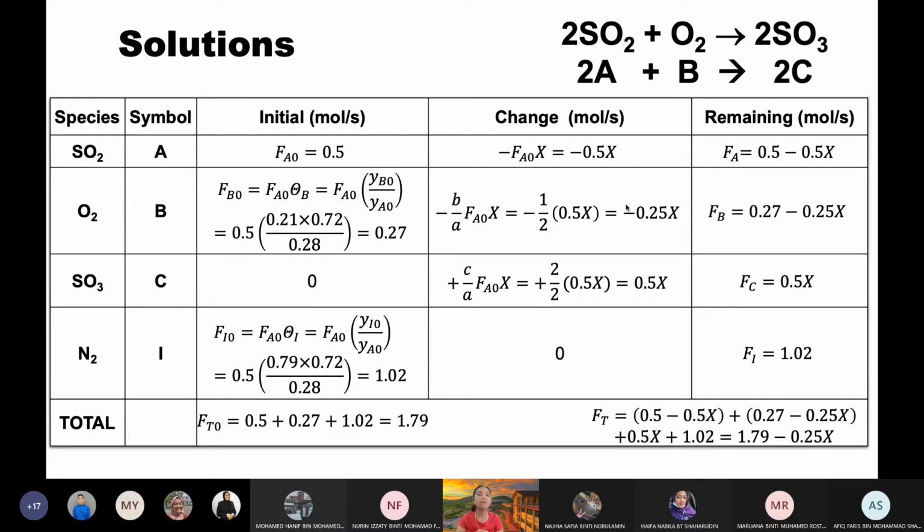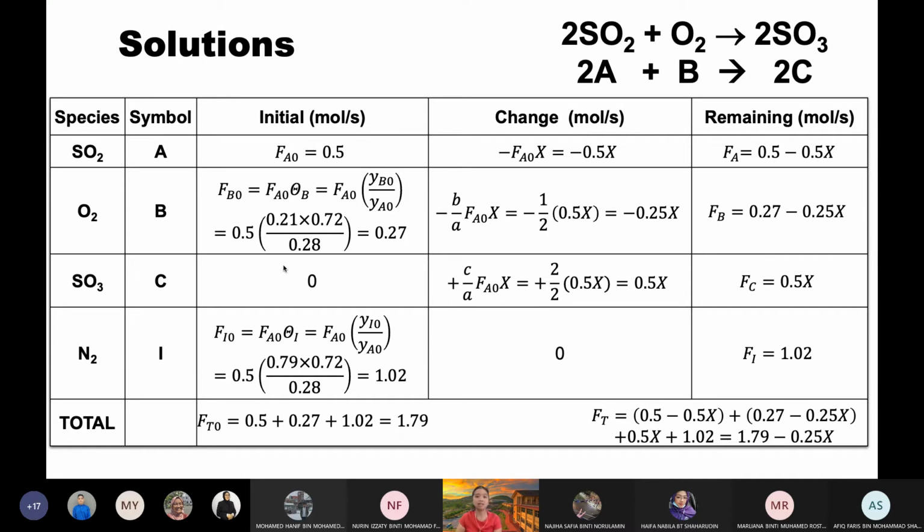Again, in this example, we have a minus for oxygen gas, which is B, because oxygen gas is a reactant. So minus 0.25x. So the remaining for B equals to 0.27 combined with minus 0.25x. Done. For C, so C tak susah sangat.